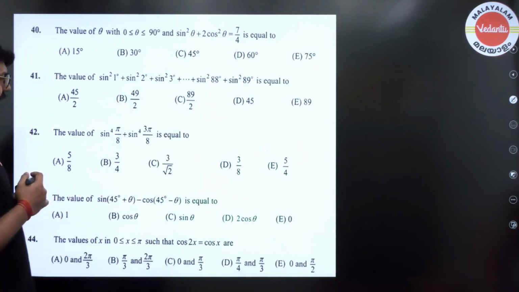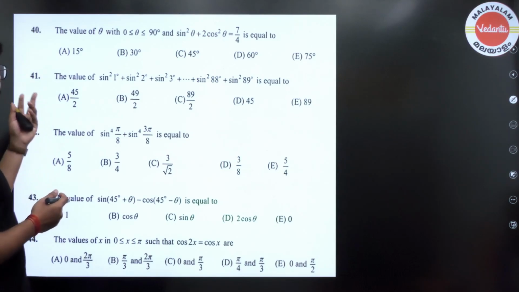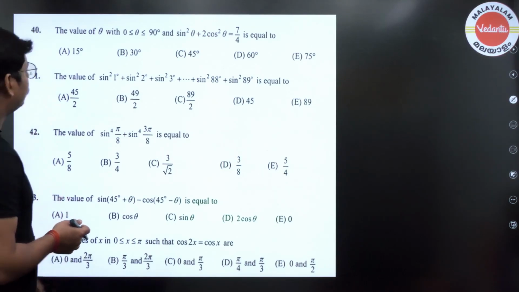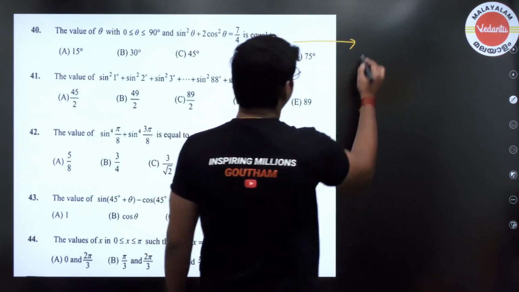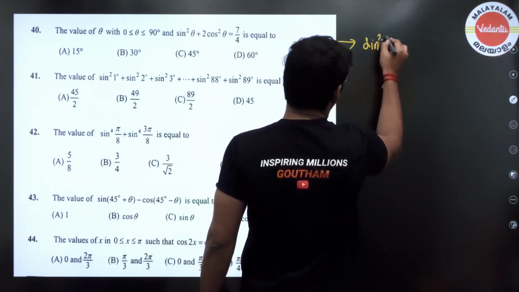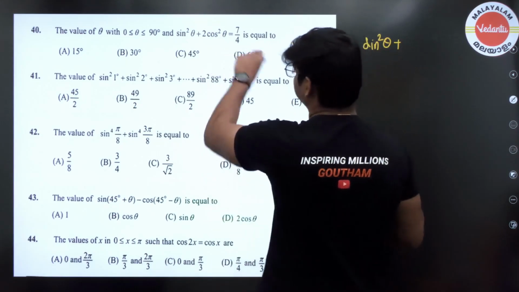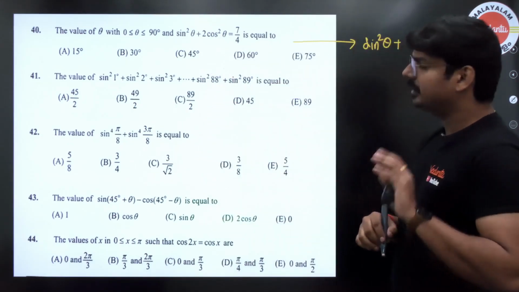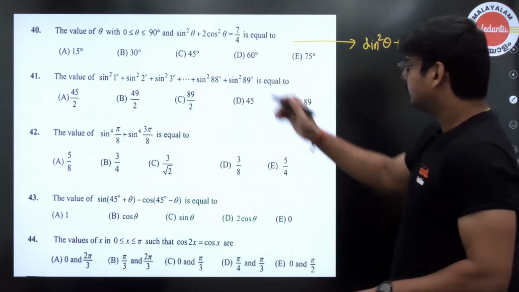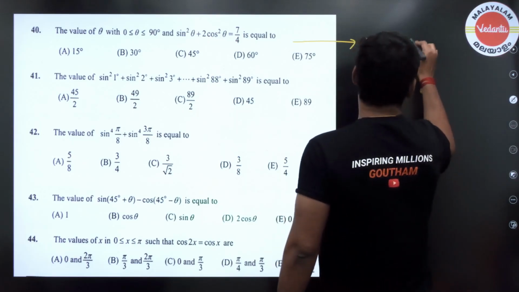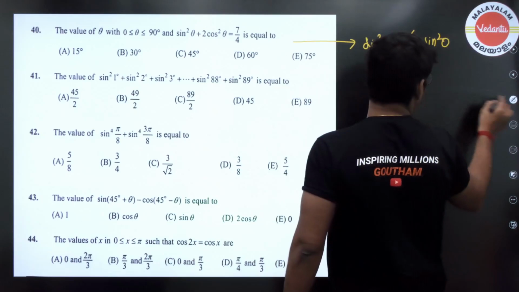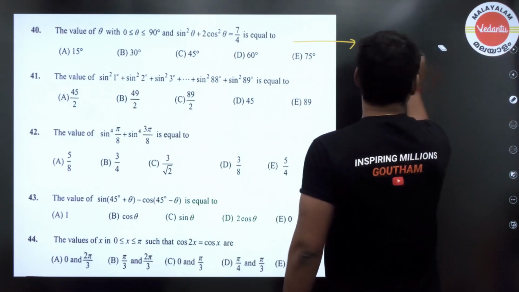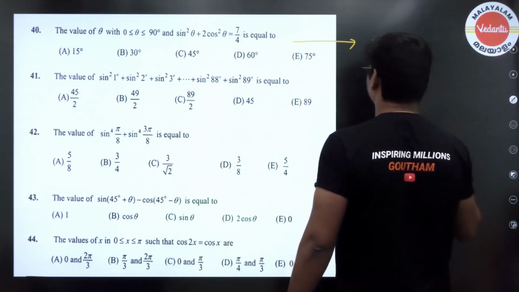So one thing is that if you see the questions, let's go with question number 40. Now question number 40, what is given for you, guys? Sine square theta plus 2 cos square theta is 7 by 4. You need to calculate the value of theta. Now cos square theta, you can definitely write as 1 minus sine square theta. Yes or no? Or else you can also do it this way to make it more simple.